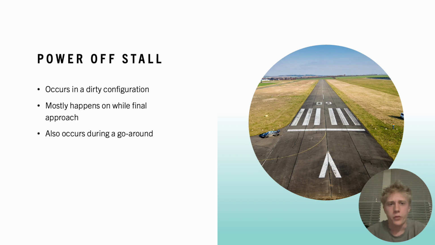A power off stall usually occurs in a dirty configuration and mostly happens while on final approach, and can also happen during a go around. So basically, when you're on final, you can pitch the nose back too far and stall the airplane, and when you do a go around, if you pull the yoke back too far while having the flaps in, you're already at a slow airspeed, and the plane can stall pretty low to the ground.